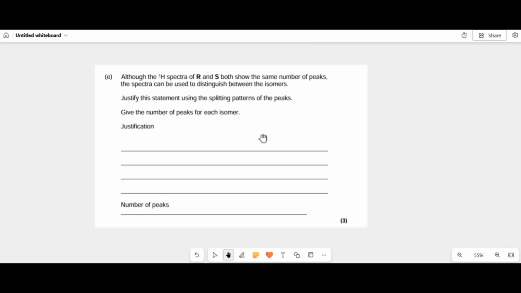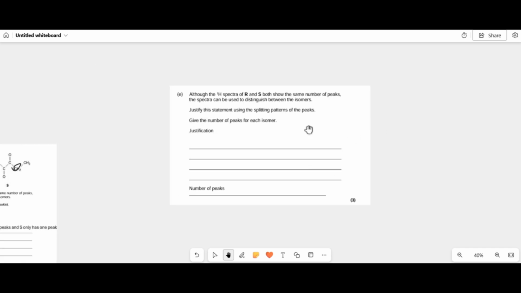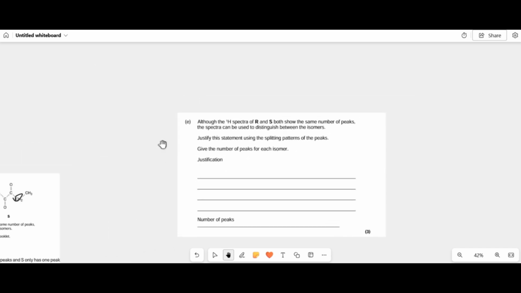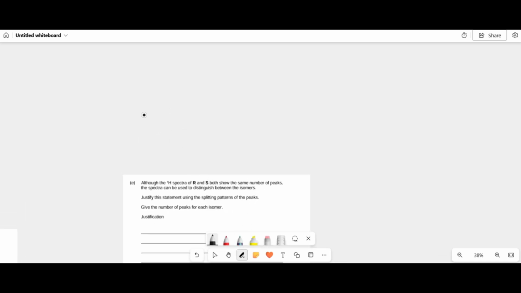E. Although the 1H spectra of R and S show the same number of peaks, the spectra can be used. Okay, cool. Let me draw the structure again. C, CH2, CH2, C double bond O, and CH3. That's the situation we had on the left here. Okay, safe. Let's look at how many hydrogen environments now, yeah?